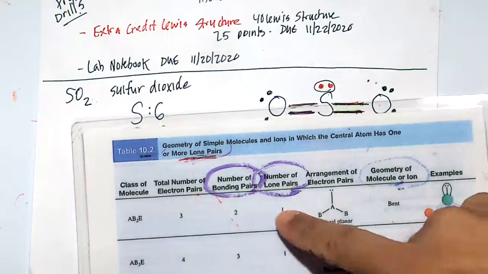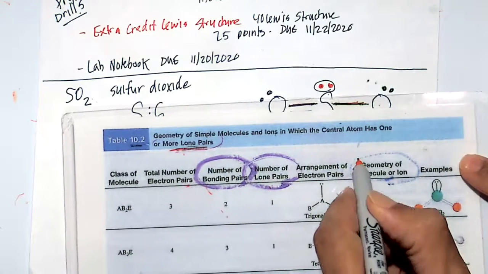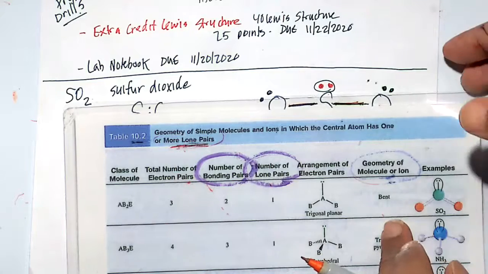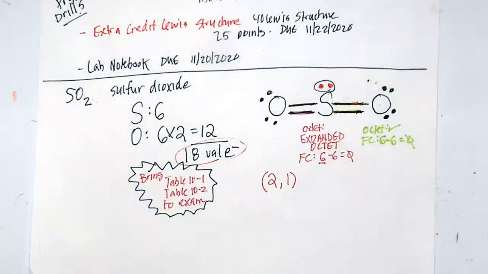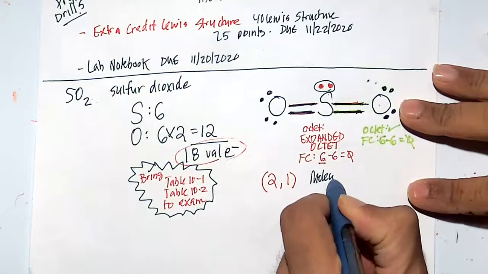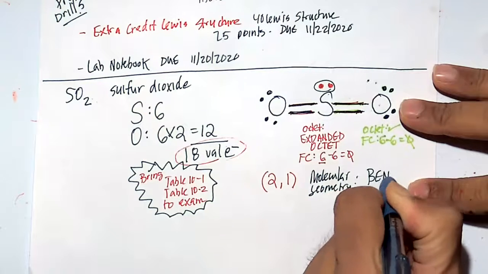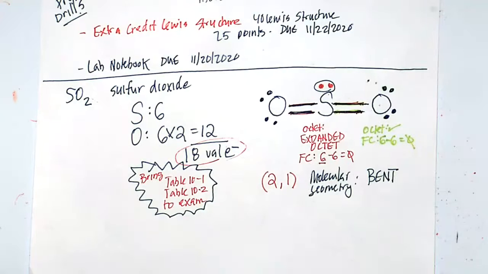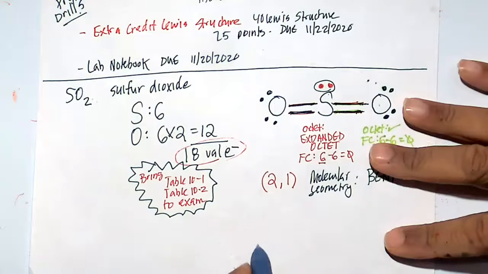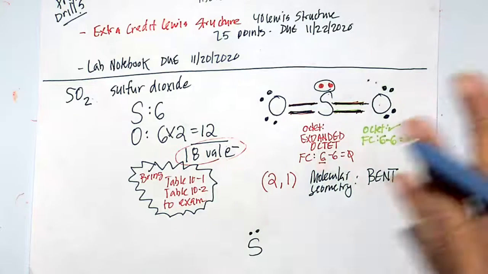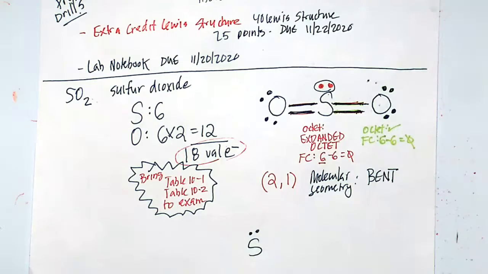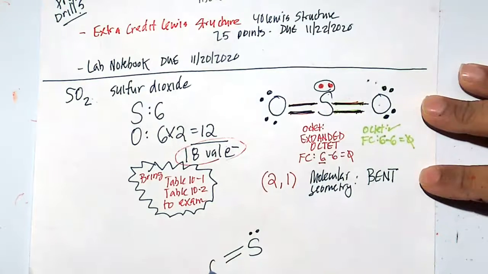So two bonds, one lone pair, the geometry, this is what you want to look at. The geometry here is bent. So the molecular geometry of this compound is bent. This is what it will look like in three-dimensional space. And bent, basically, this is like water. In fact, water is also your classic bent. To say SO2 is linear would be wrong. To say water is linear would be wrong. It's bent. Somehow that electron bends the molecule, so kind of draw it like this.